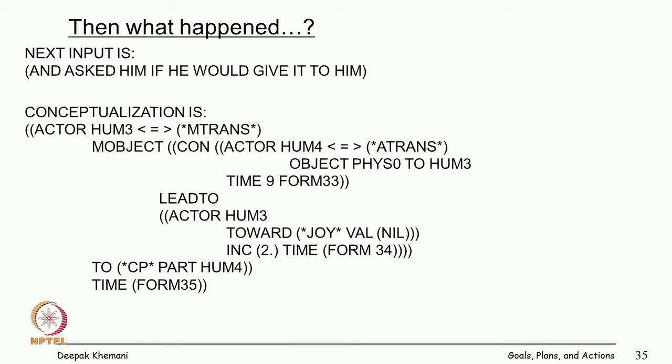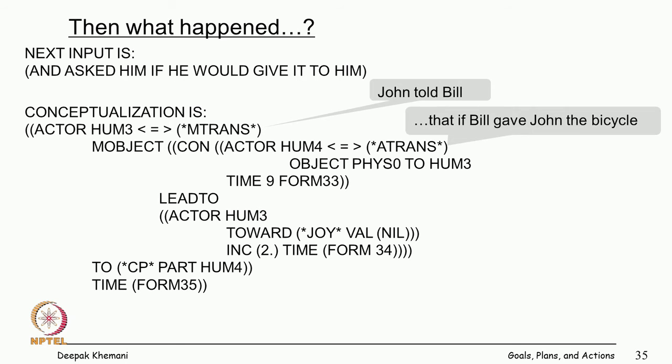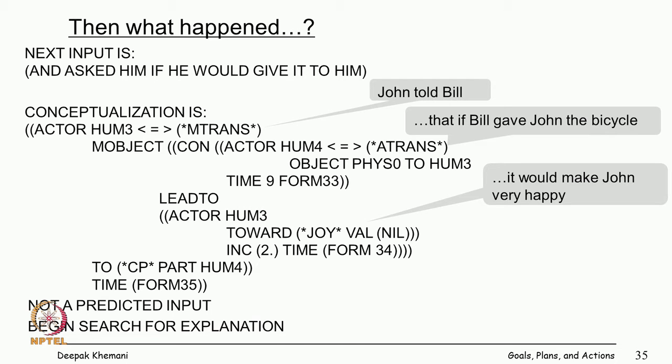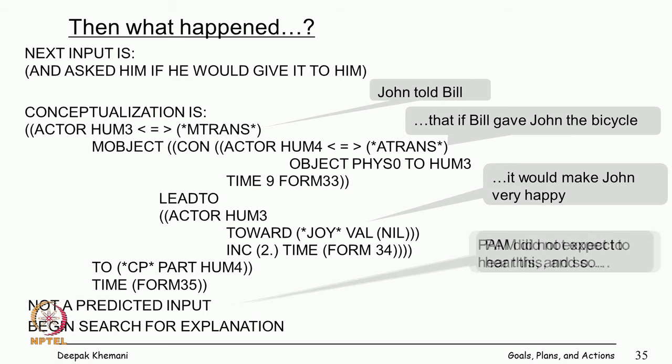The next input is that he asked Bill to give it to him, which is an M-trans activity. So, John told Bill that if Bill gave John the bicycle, it would make John very happy. That is the way you have represented this asking process.